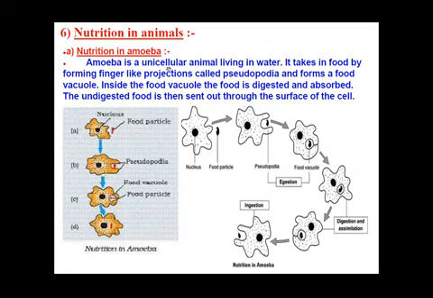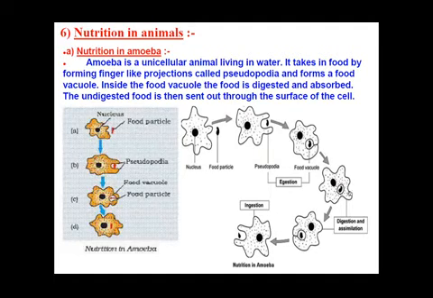Amoeba is a unicellular organism which lives in water, you all know it, and as you have studied it in class 9th, whenever a food particle approaches amoeba, it starts expanding finger-like projections towards it, and these finger-like projections are known as pseudopodia. And then these pseudopodia encircle the food particle and form the food vacuole.